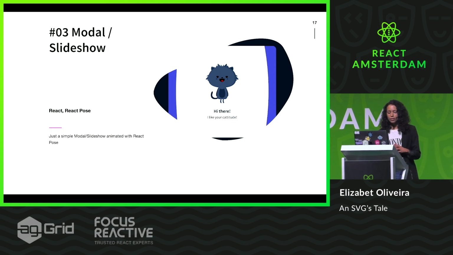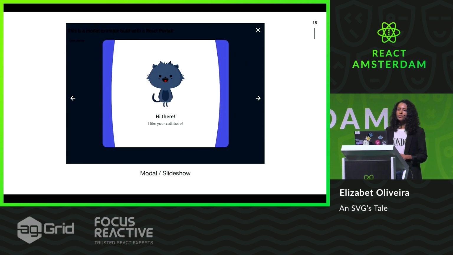It's a very simple modal slideshow. And in this example, I'm using React and React Pose. So this is what I wanted to achieve. It's very simple. I have a border left and this purple border right. And my idea was that if I click on the arrows, I wanted to move the borders to the right and to the left.